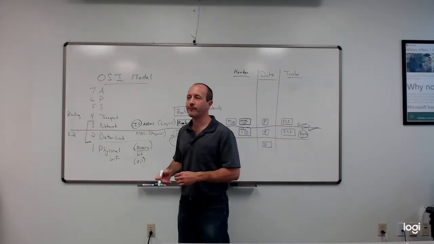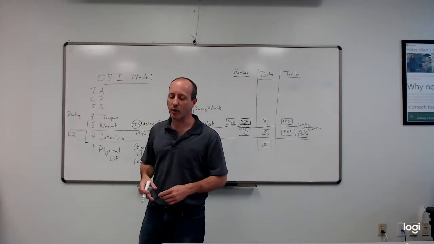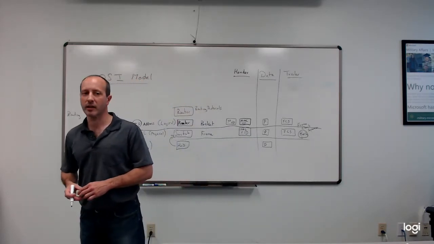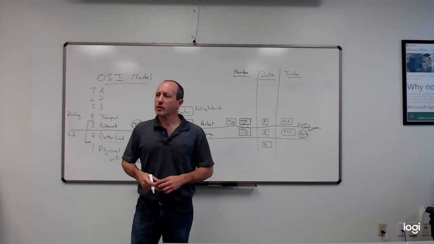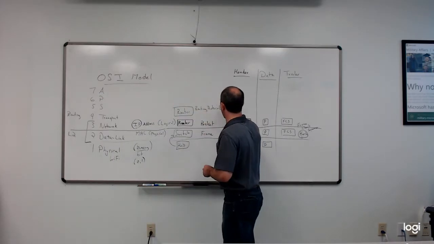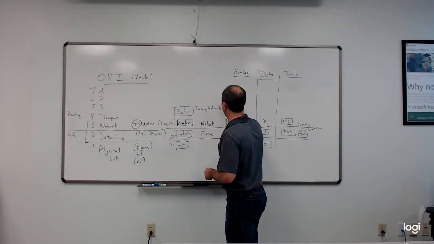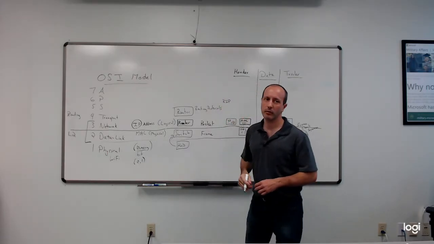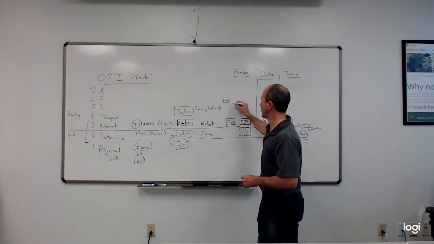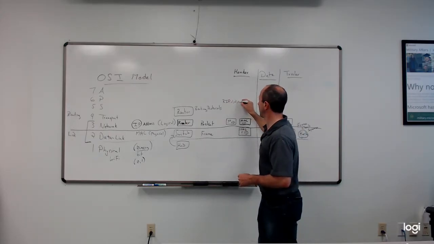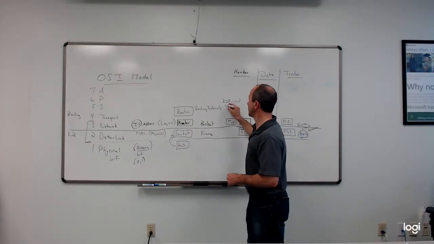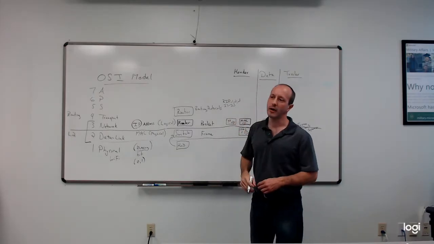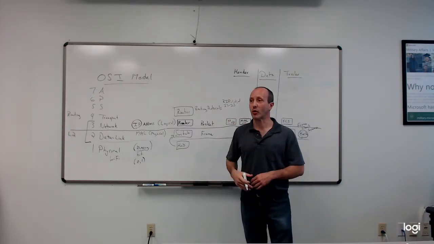Now, I'm not quite sure, to be quite honest with you. It's been a while since I've taken the MTA. But routing protocols may be routing information protocol, RIP. Doesn't matter if it's version 1, 2, or 3. We also have something called intermediate system to intermediate system, IS-IS. These are routing protocols.